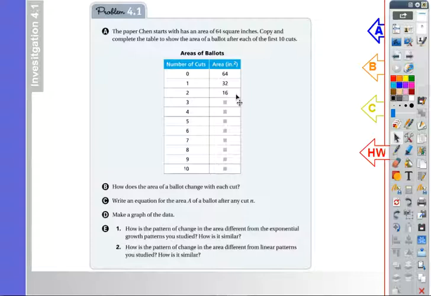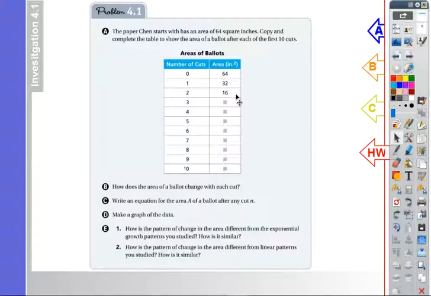Write an equation for the area of a ballot after any cut n. Yes, you're going to make a graph of the data. And then for E, I know, hold your excitement. Please, Mikey. How is the pattern of change in the area different from the exponential growth you've studied? How is it similar? There are similarities. It's not going to look very similar, but there are similarities. I really want you to search for them. How is the pattern of change in the area different from linear patterns you have studied? How is it similar?